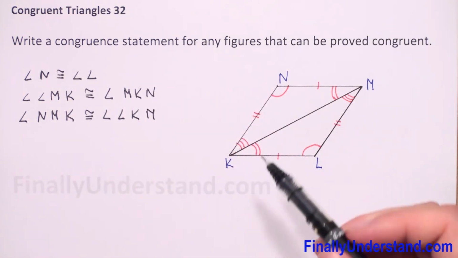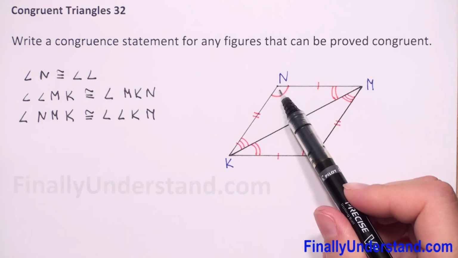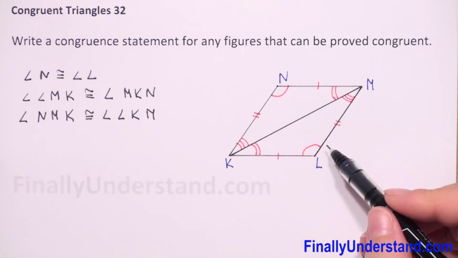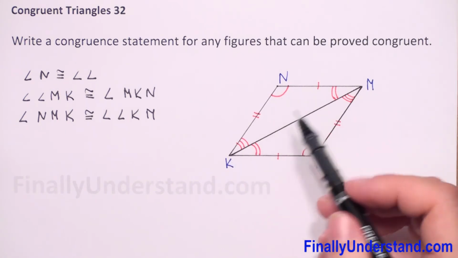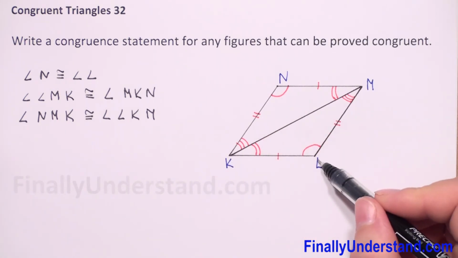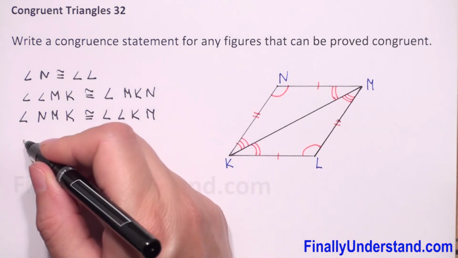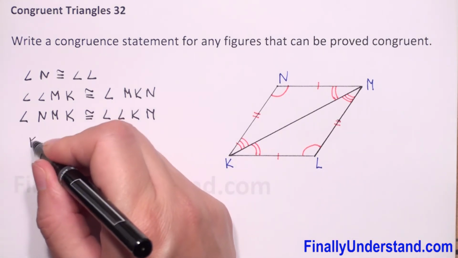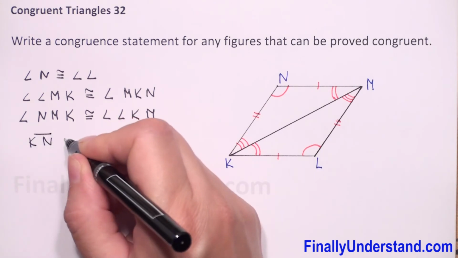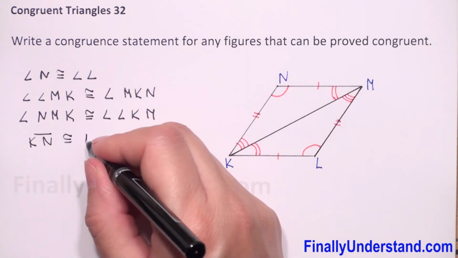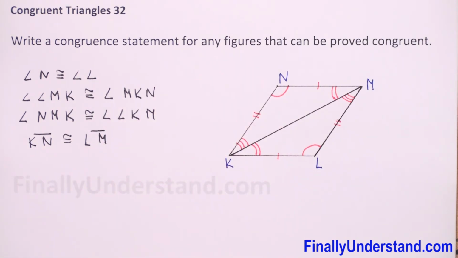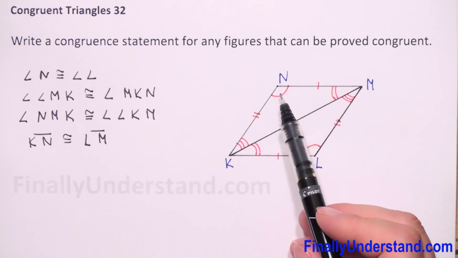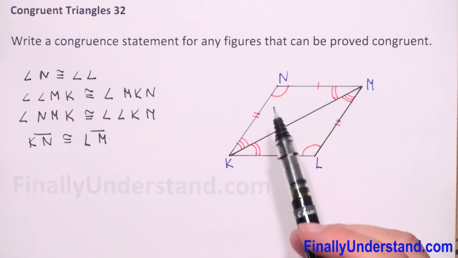What else? The segment KN is congruent to segment LM. Segment KN has two lines and segment LM has two lines. So we can write that segment KN is congruent to segment LM. And segment KL is congruent to segment MN.